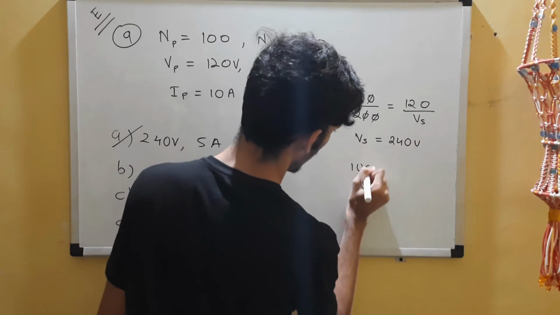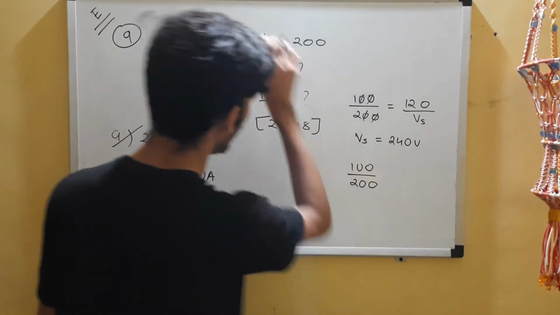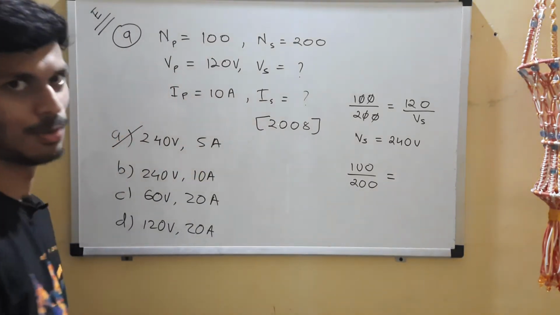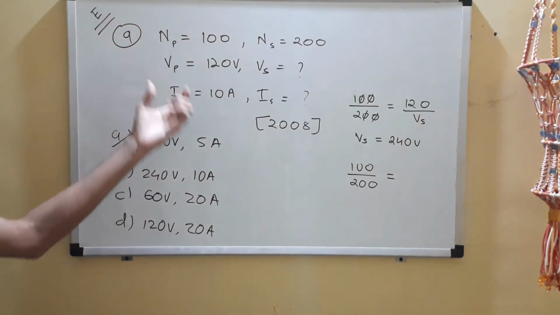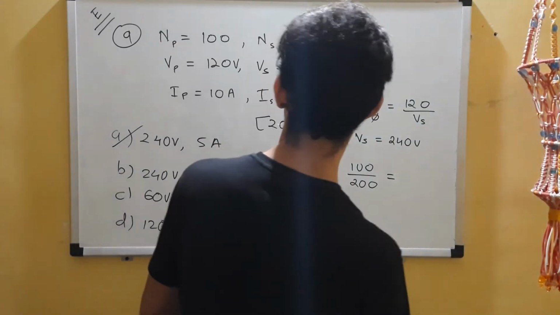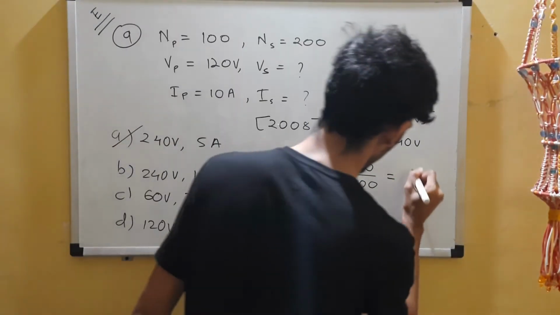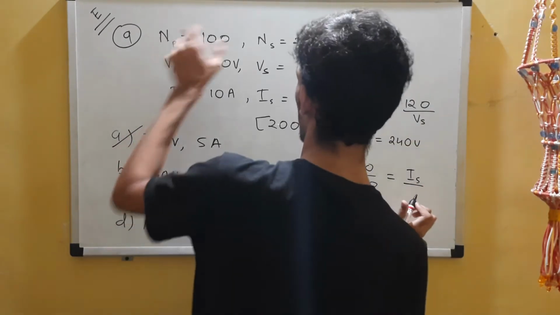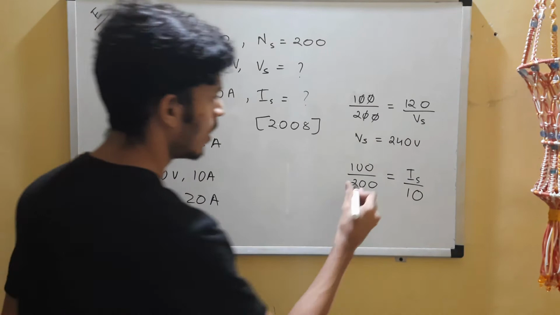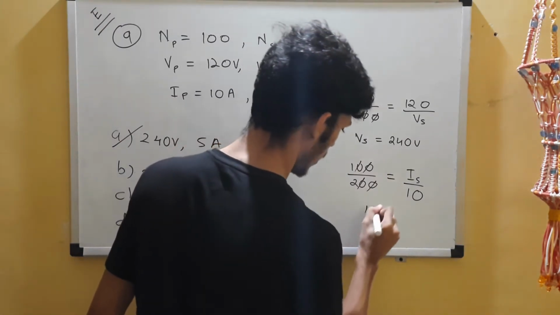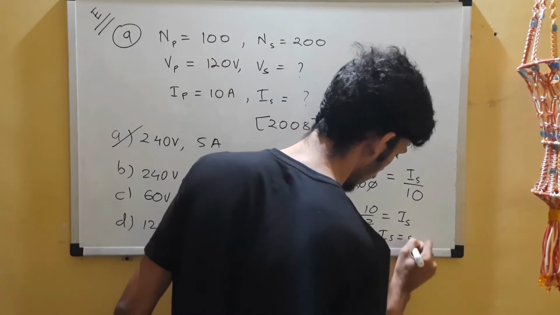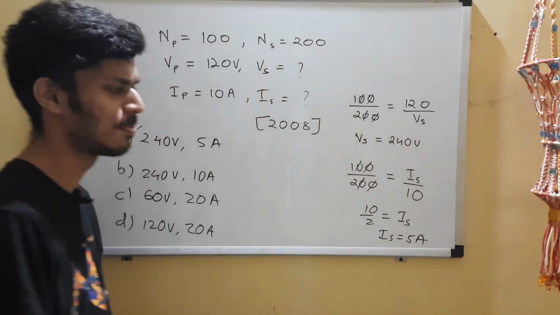Similarly, 100 divided by 200, NP by NS will be IS by IP. Now there is an inverse relation between current and your number of turns for a transformer. So NP by NS will be IS by IP. So IP will be 10 over here. This and this will get cancelled, and now you see that IS is 5 amperes. No need to do this, you can just speed run it.